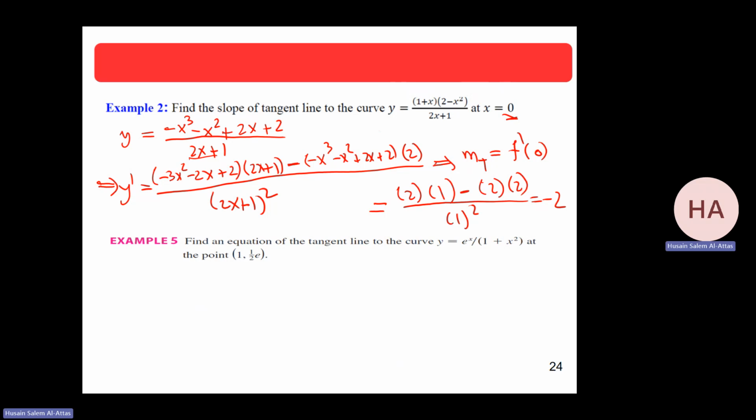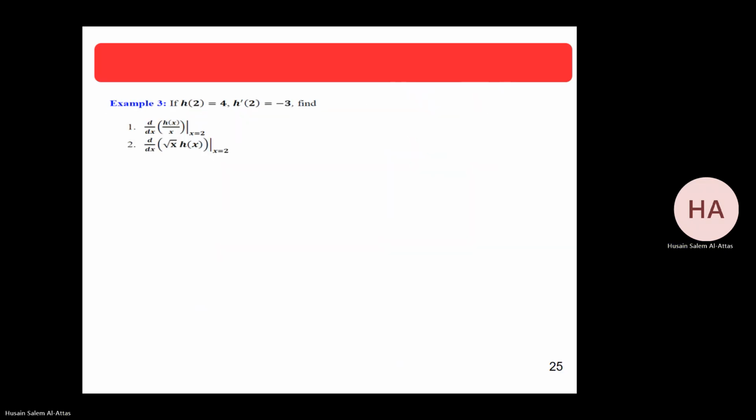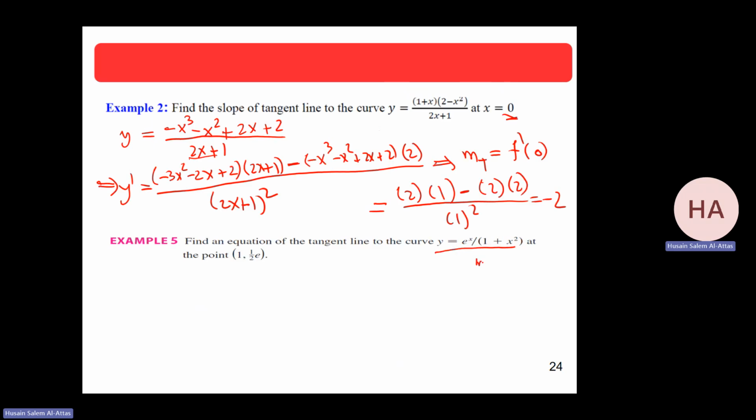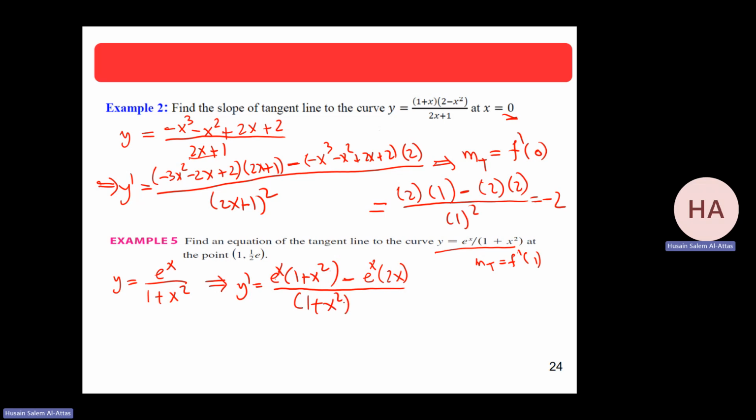Find an equation of the tangent line to this curve. Now we need to find the slope, which is f prime at 1. So I need to find f prime. This is a quotient rule. Y equals, let me rewrite it, something over 1 plus x squared. So it will be y prime. Derivative of the numerator times the denominator. This is plus, not minus. Minus the numerator times the derivative of the denominator, which is 2x, over the denominator squared.